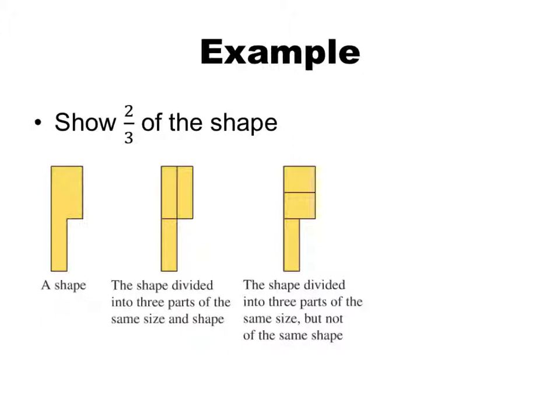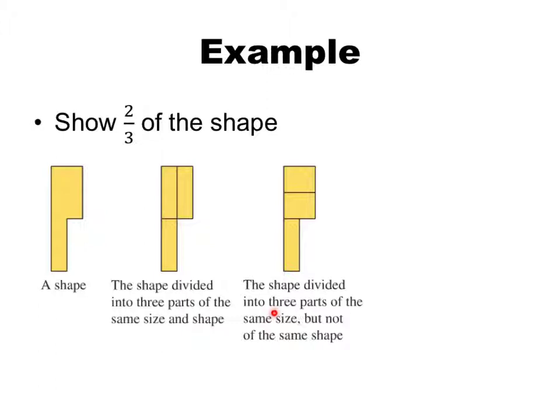Here we have divided it up into three pieces that look like this. They're all long, skinny rectangles. And so we see here that we have divided this shape into 3 pieces that are all of the same size and the same shape. So all 3 of these pieces are identical. They look exactly the same. But now here's another way that we could divide this up into 3 equal pieces. We've got 1 long strip here, then we've got 2 kind of short and fat boxes here. So we've divided this into 3 pieces of the same size, but not of the same shape.